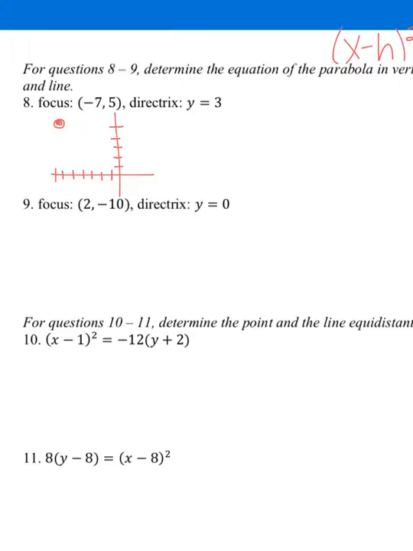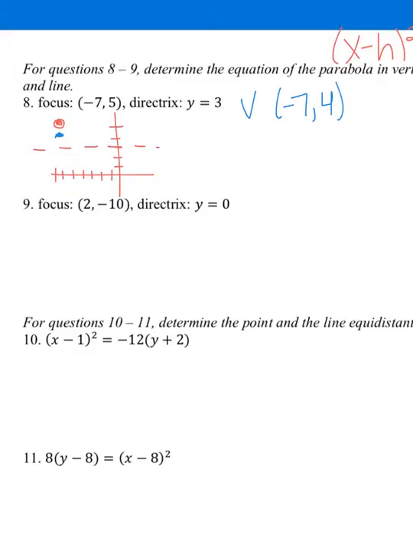And then y equals 3 is right here. That is a horizontal line. In order to plug things into the vertex form, I need the vertex and I need the p-value. So the vertex, that's your h comma k. So here it's going to be right in the middle. So that point is going to be negative 7, 4.